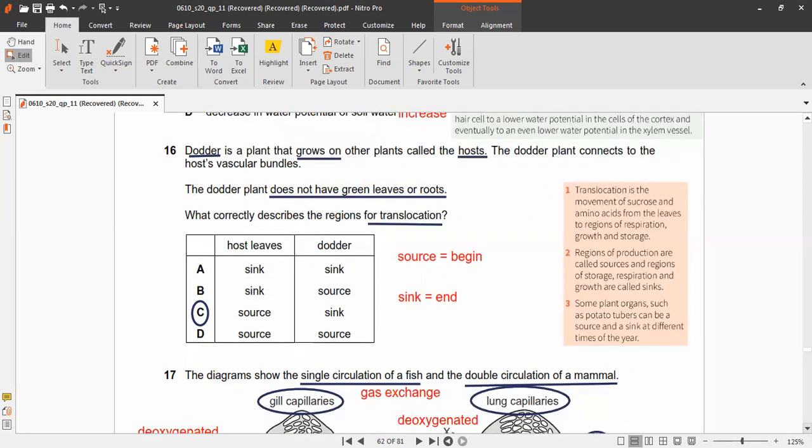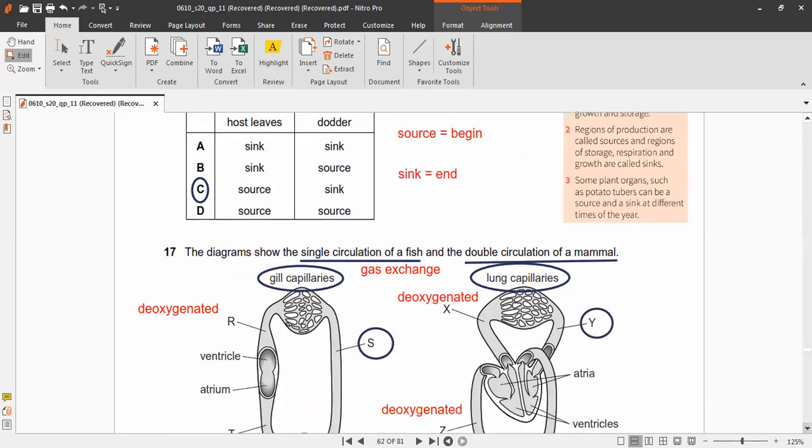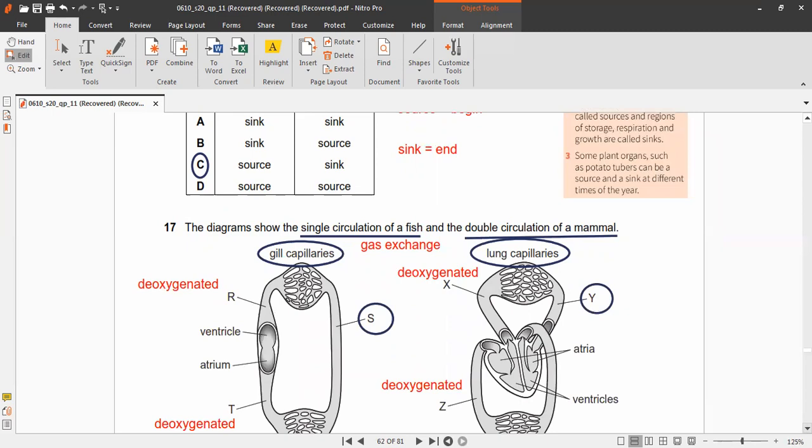So the correct answer, C. Host leaves are source, but dodder sink. The diagram shows single circulation of fish and double circulation of a mammal.